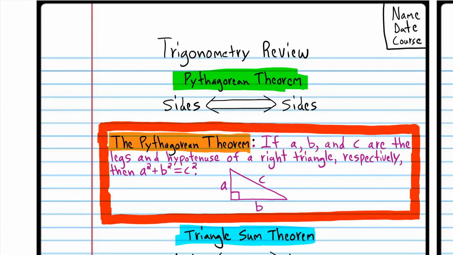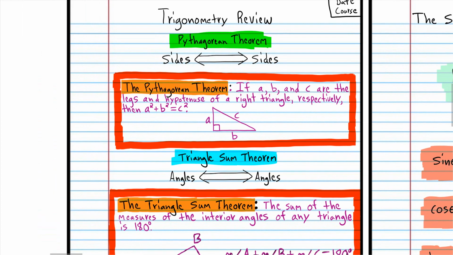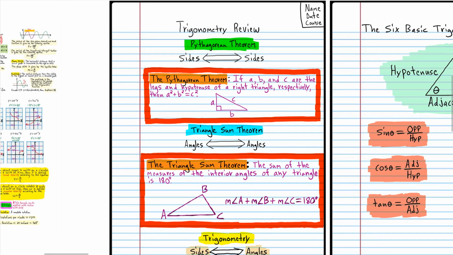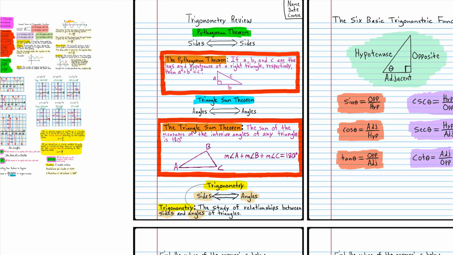pretty confused. So we learned a relationship between the sides of right triangles, the Pythagorean theorem, and we learned a relationship between the angles in any triangle. That was the triangle sum theorem. So we have a relationship that is side-side and a relationship that is angle-angle. But trigonometry is the relationships between the sides and the angles. So side-angle.